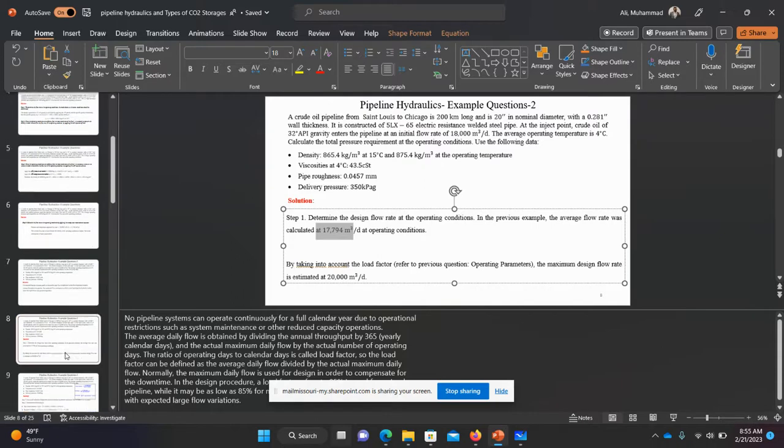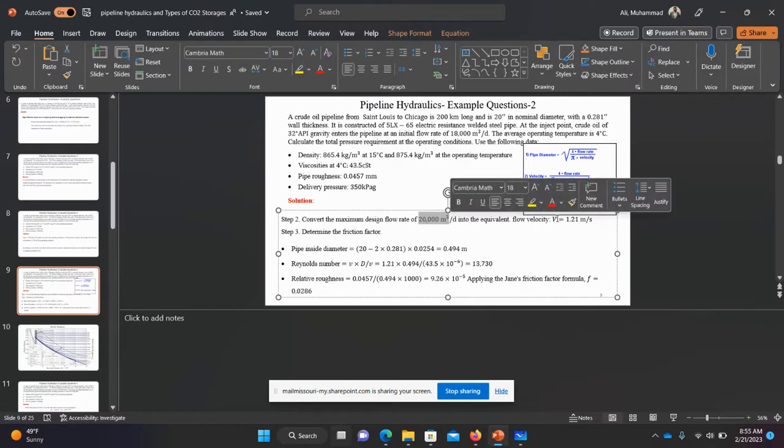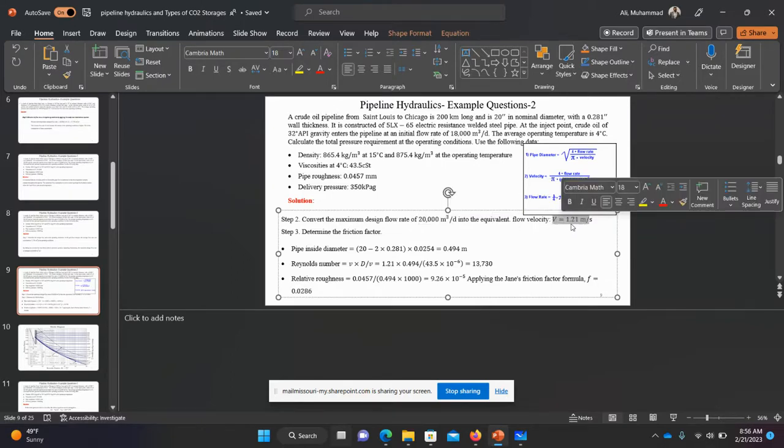Okay, once we have the design factor, in step number two we will convert this flow rate into the velocity. Velocity becomes 1.21 meter per second. The formula that we use in order to calculate this velocity is: velocity is equal to 4 multiplied by the flow rate, divided by pi, which is 3.142, and the pipe diameter squared. So once you have this, we can get the velocity of the fluid, which is 1.21 meter per second.